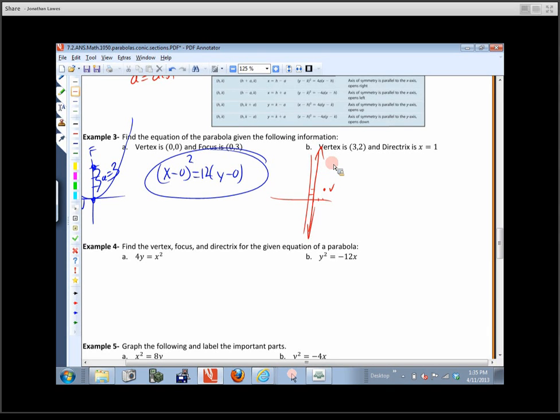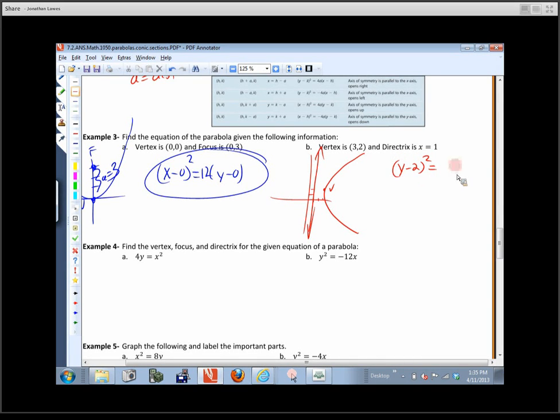Remember, the focus is always inside the curved part of the conic section. The parabola curves away from the directrix, so we're looking for something that looks like this. That's enough information right there to set up most of the equation. So this is going to be which variable squared? Y is going to be squared. So we're going to write (y - 2) squared.